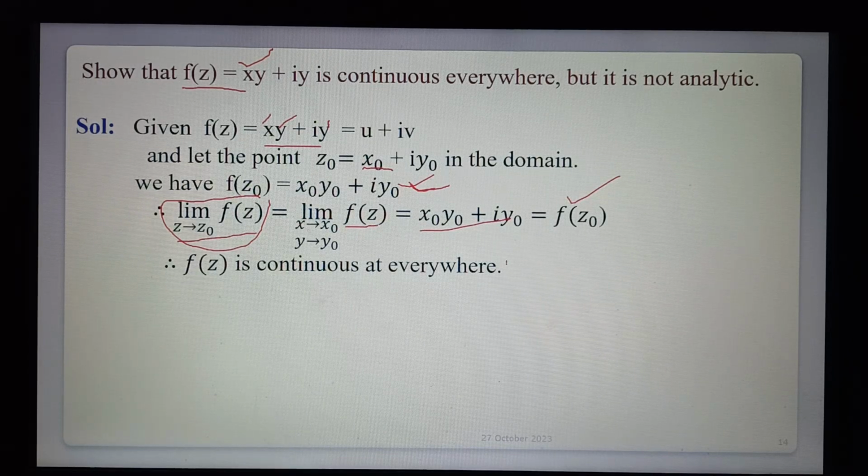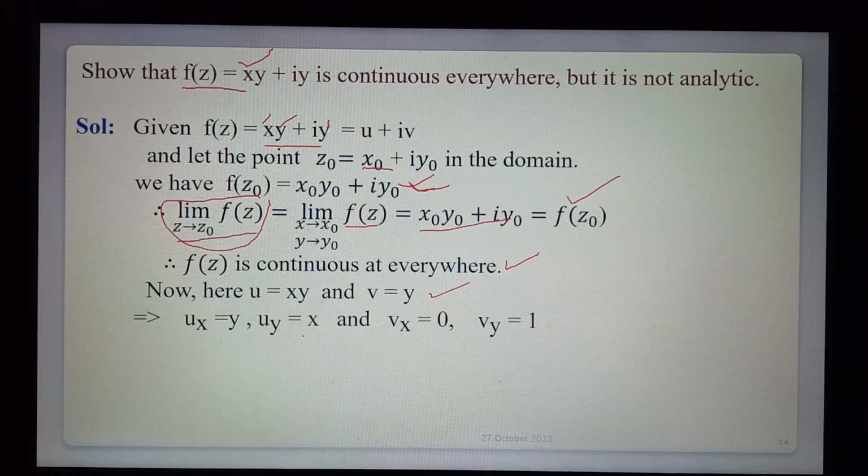verify is not analytic or not. So here u is equal to xy, v is equal to y. Now finding partial derivatives, ux is equal to y, uy is equal to x, vx is equal to 0, vy is equal to 1. See that here?